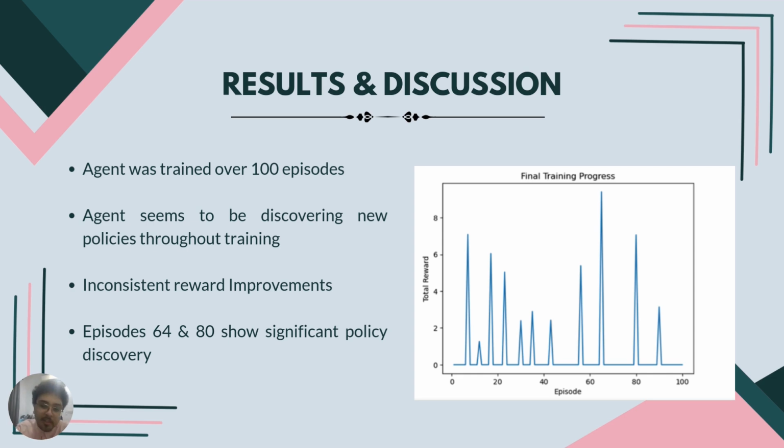But the negative is that there are somewhat inconsistent reward improvements. Overall, in the graph, the reward spikes should gradually get bigger and bigger, but the flow of the graph seems to be somewhat inconsistent. This could be due to the complexity of the environment, and some hyperparameter tuning needs to be done to the agent.